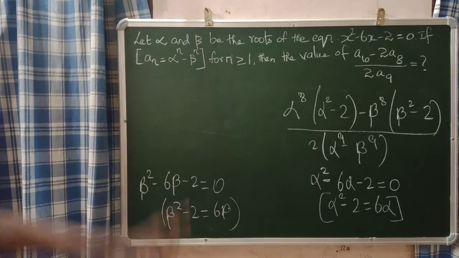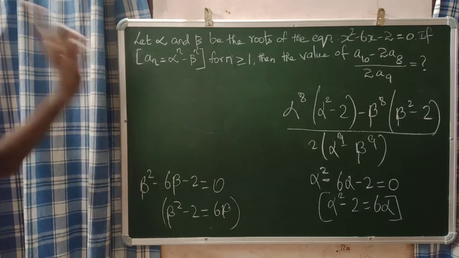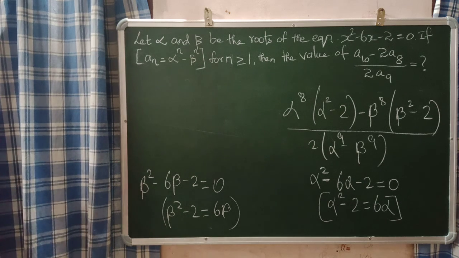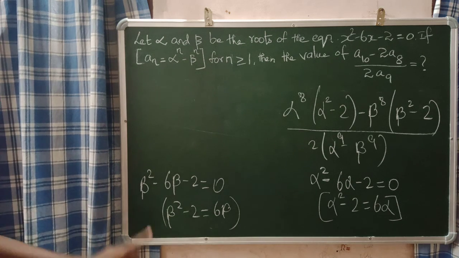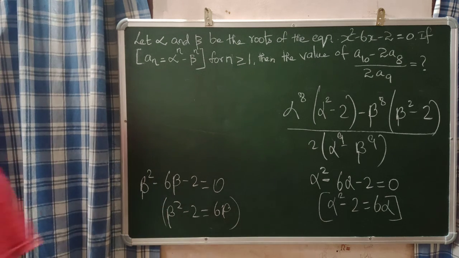Okay. When x takes the value of beta, because beta is also one of the roots of the equation, I will get the same equation: beta square minus 6 beta minus 2 is equal to 0. Then I will say that beta square minus 2 will be equal to 6 beta, just by transposing the minus 6 beta to the right hand side.